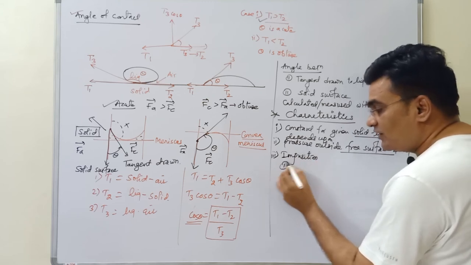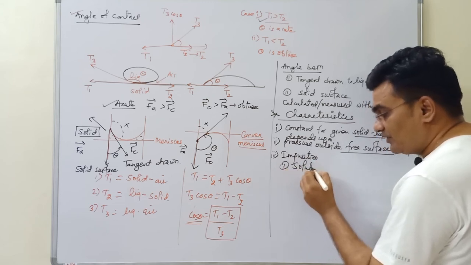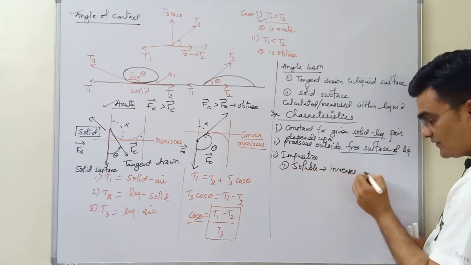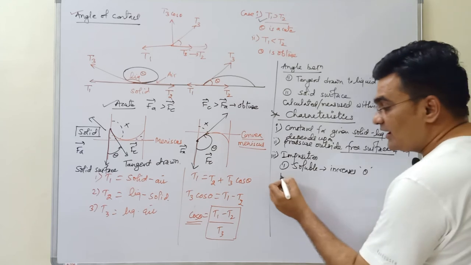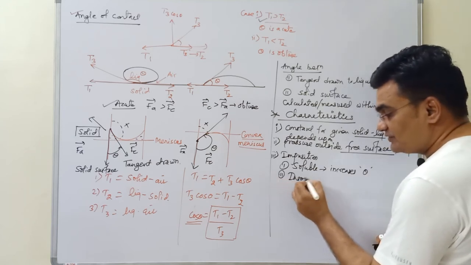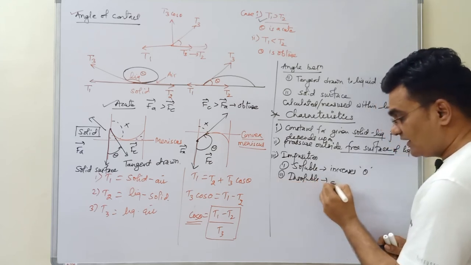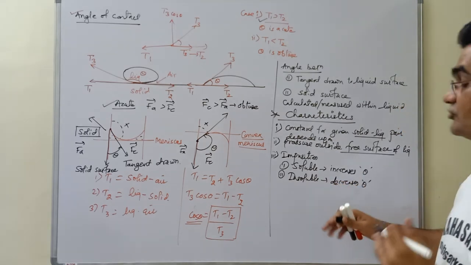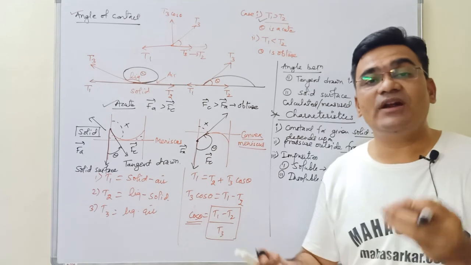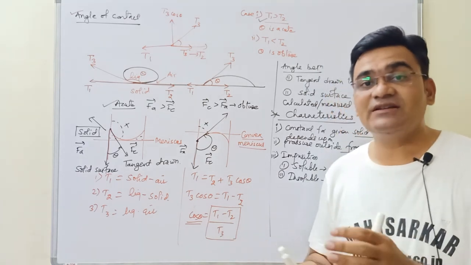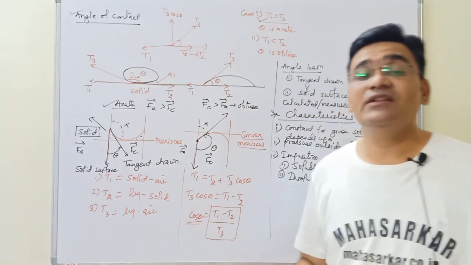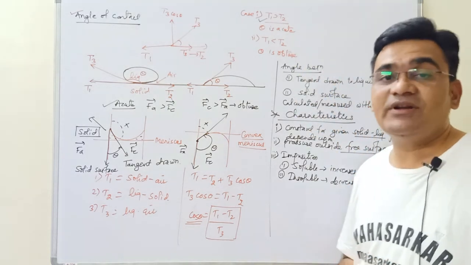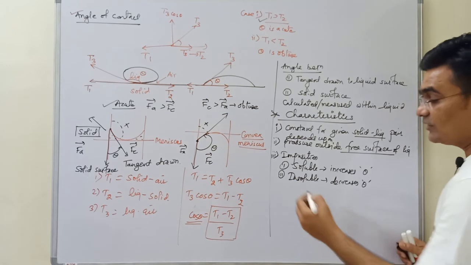We will consider two types of impurities. Soluble impurities increase the angle of contact, increase the value of theta, whereas insoluble impurities decrease the angle of contact, decrease the value of what? Theta. Soluble impurities, like if you add sugar into the water, then it gets thicker, density increases a little. In that case, the angle of contact is also going to increase, whereas insoluble impurities are going to decrease the angle of contact.